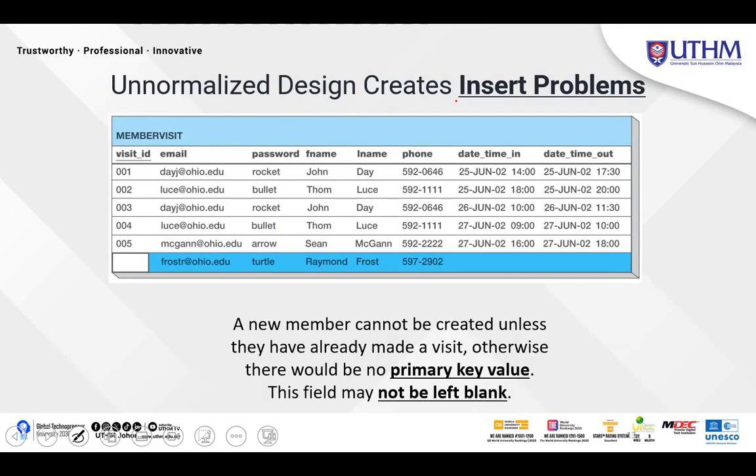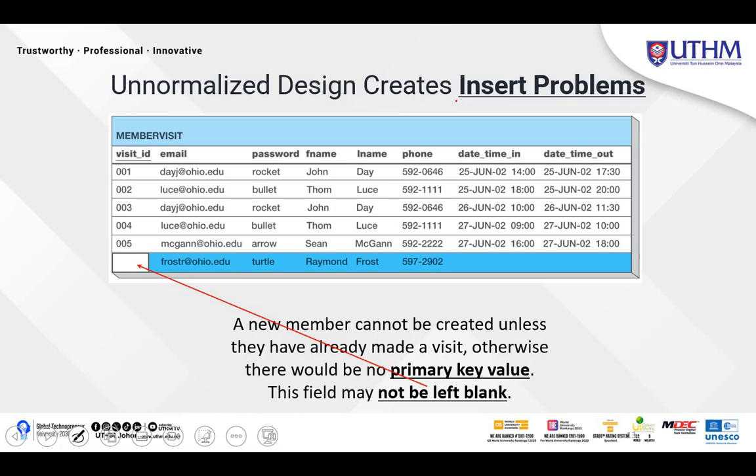Let's go with the second problem. As I told you, there are three anomalies. The first anomaly is update or modification anomaly. The second is insertion problem or insertion anomaly. Okay, so if you see here, a new member cannot be created unless they have already made a visit. Otherwise, there would be no primary key value.